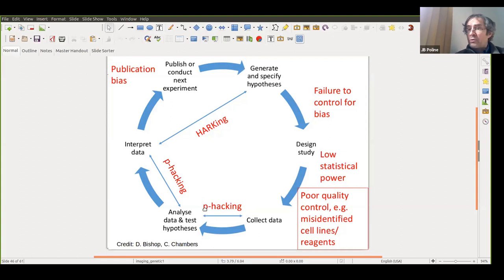And then if you don't find anything significant, we hit another problem, which is called the file drawer effect, where you would actually not publish that result. That still would be a useful result for others to have, especially in meta-analysis. So changing the incentive of what we publish and how we publish is one of the important things. Let's say you do some p-hacking and find some results that are not entirely what you expected. So you do what is called HARKing, which is hypothesizing after the results are known, and then go on with the next experiment and so on.